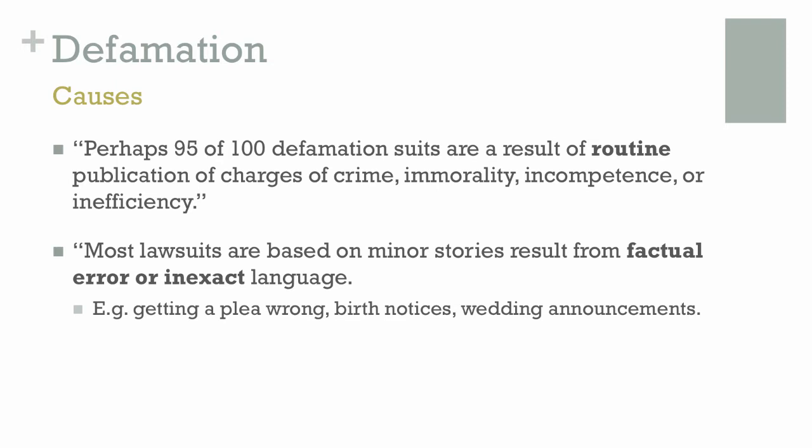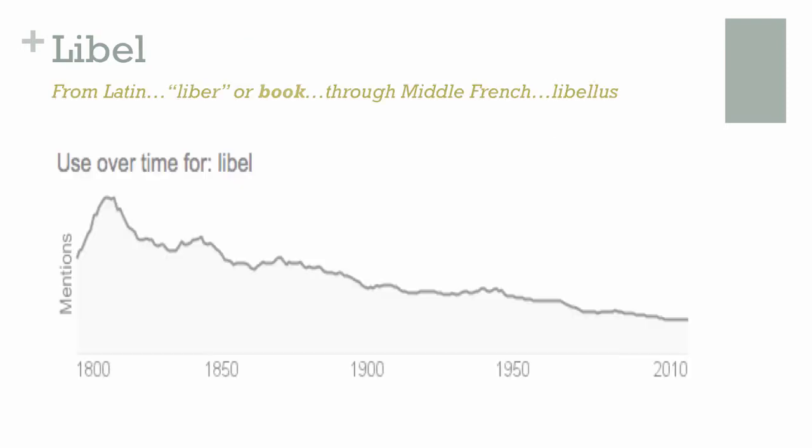An example is getting a plea wrong. If you're the beat reporter at the courthouse and somebody goes in for a DUI and you report them in the paper as a child molester, that's serious. They can sue you for that. Birth notices and wedding announcements are really funny. Apparently it's a fun thing to do, to call in and say two people that hate each other got married in hopes that they'll publish it in the paper. Just giving you all kinds of good ideas.